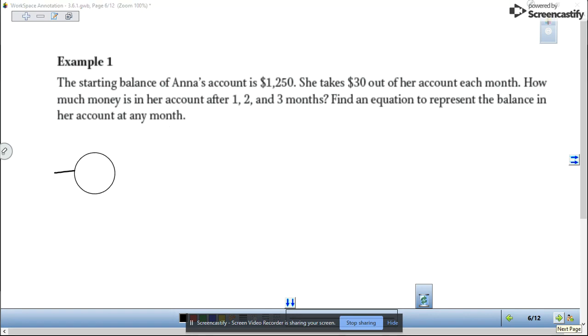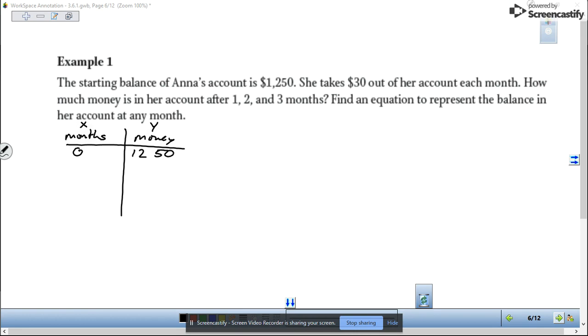All right, let's take a look at a couple of examples here. So this first one, it says, starting balance of Anna's account is $1,250. She takes $30 out each month. So how much is in her account after 1, 2, and 3 months? So in the 0 month, right? So 0 will do months, which is x, and money, which is y. So in the 0 month, before anything's taken out, she has $1,250.